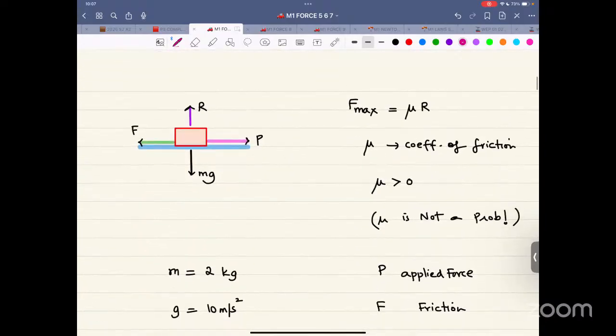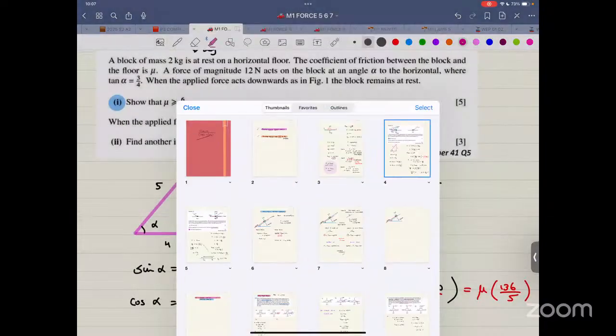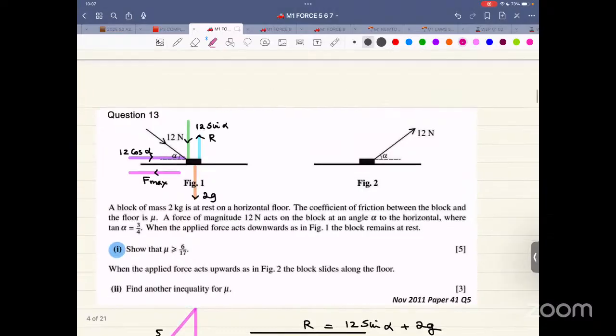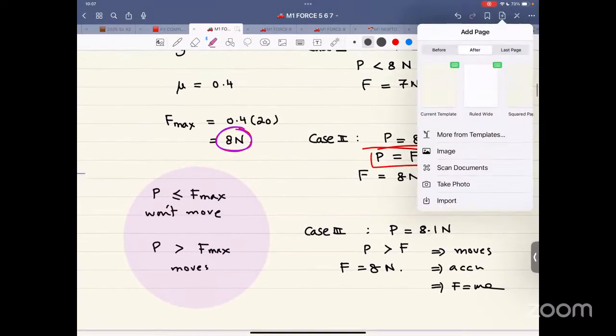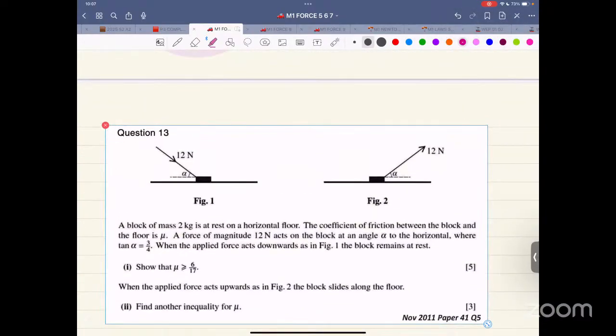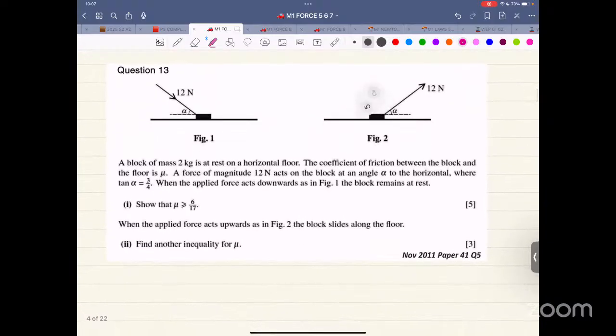Now F max is equal to mu R. So first in friction, the most important thing is that you need to get R. Once you get R, multiply by mu, you get F max. That is the first thing. Now let's look at this question. Very, very important question. Again, this hasn't been tested for a long while, so expect something like this. In the meanwhile that we are studying, I'm also focusing on these things which are very, very important.